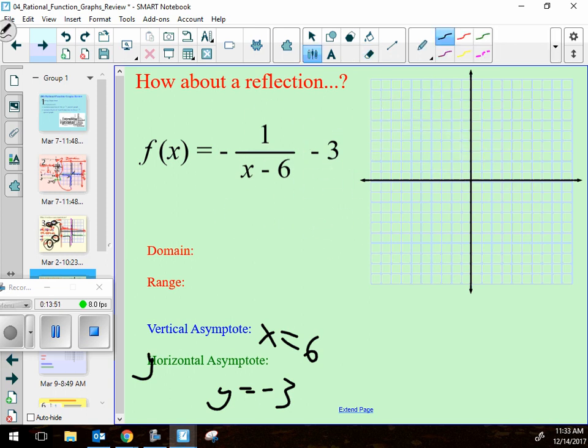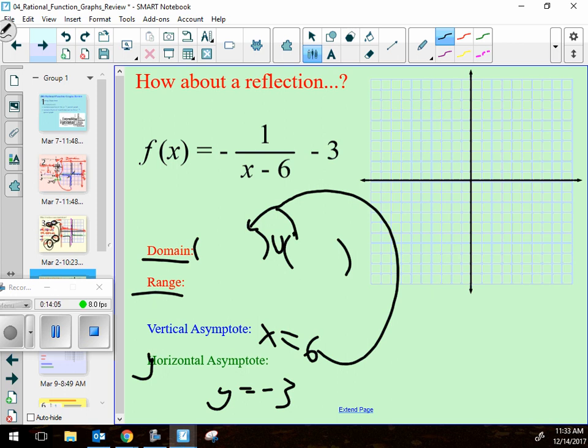And then, wait a minute. Don't those also tell me the domain and range? Sure they do. Because, do you remember the domain's about x? I'm talking about domain's about x, range is about y. So if a domain's about x, am I going to just put the 6 in here somewhere? Yes, I am, right there and there. It goes from -infinity to 6 and 6 to infinity. And the range?